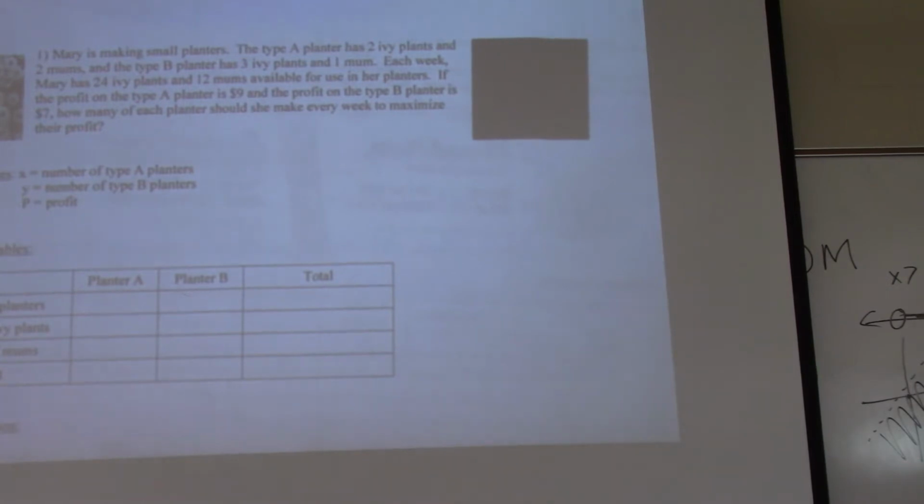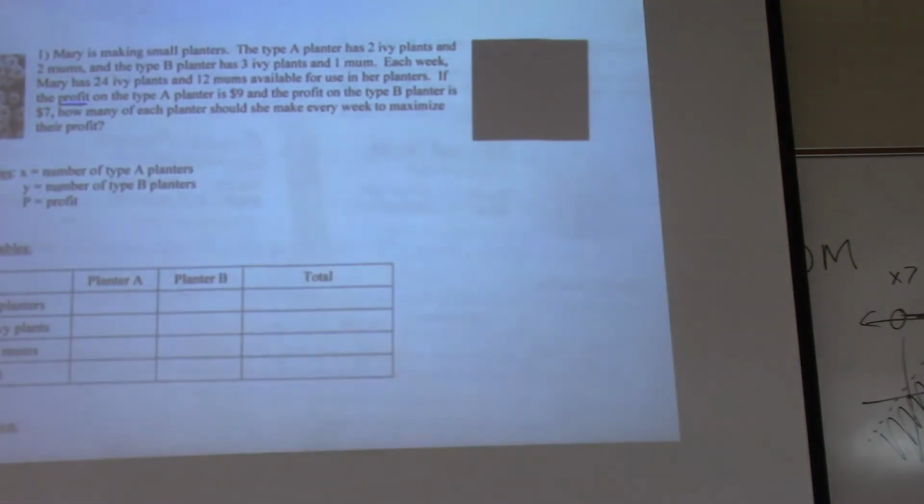In other words, we don't have more than that. So that's where our inequality comes in. I can't have more than 24. That's where that less than or equal to thing comes in. I can't have more than 12. That's where that less than or equal to thing comes in. Now the profit, that should be a key word right there. Underline that word profit.